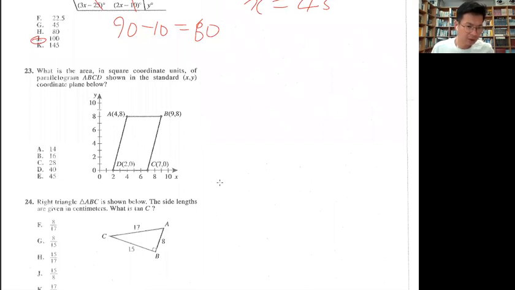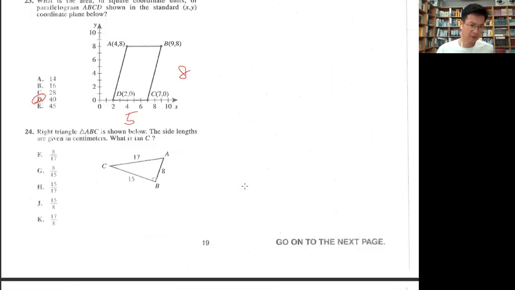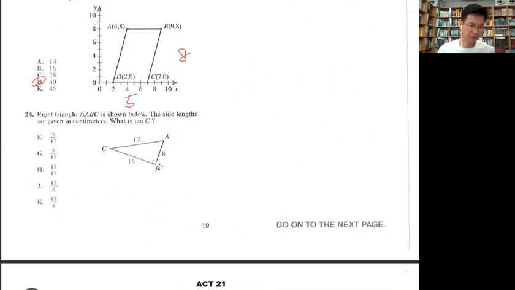Standard coordinate below. What is the area? Base times height. Base is 2 to 7, which is 5. Height is 8. 40. What is tangent C? Tangent of R. Opposite 8 over adjacent 15.